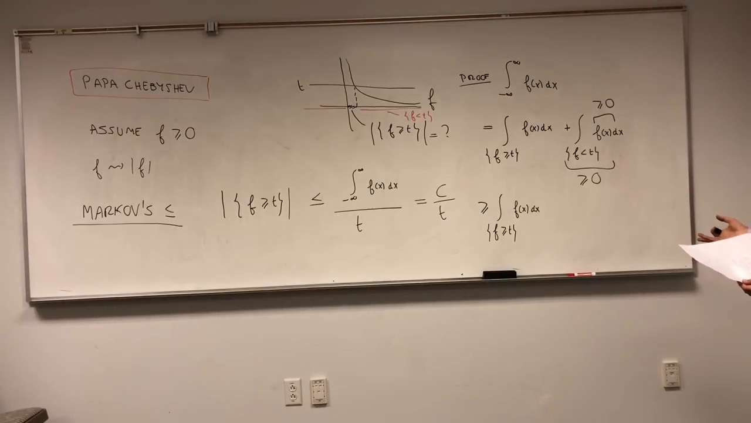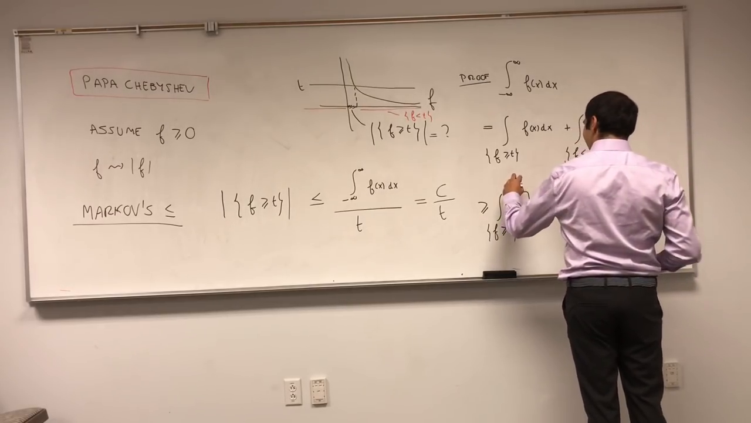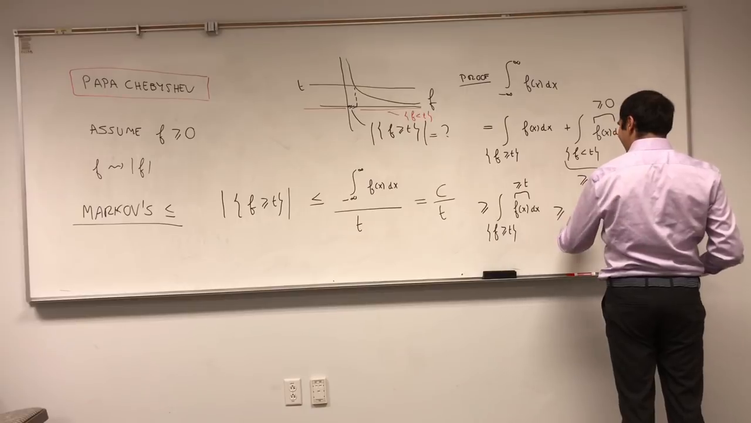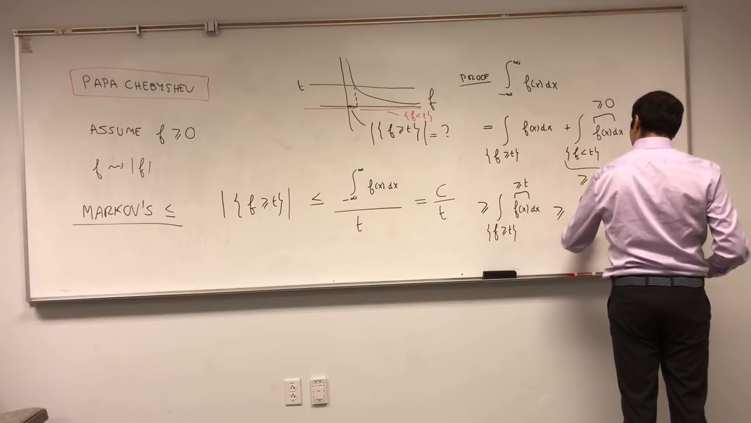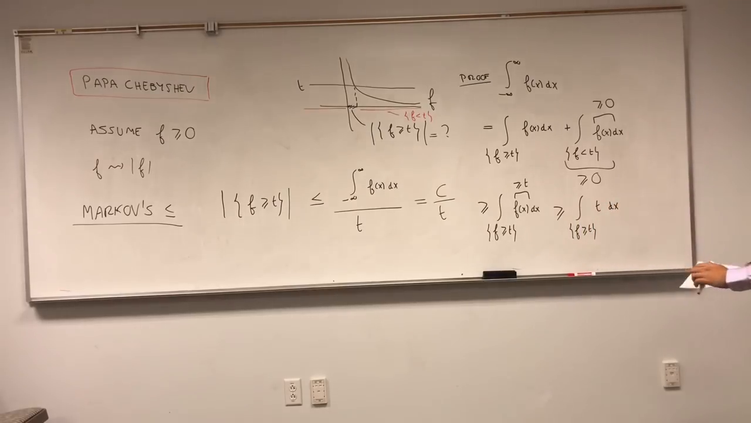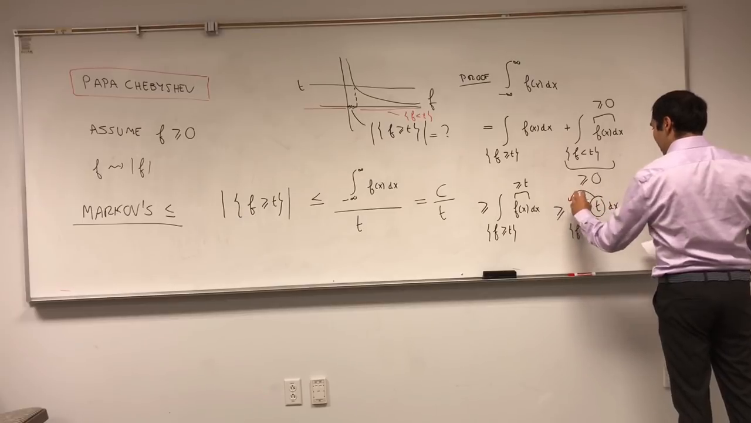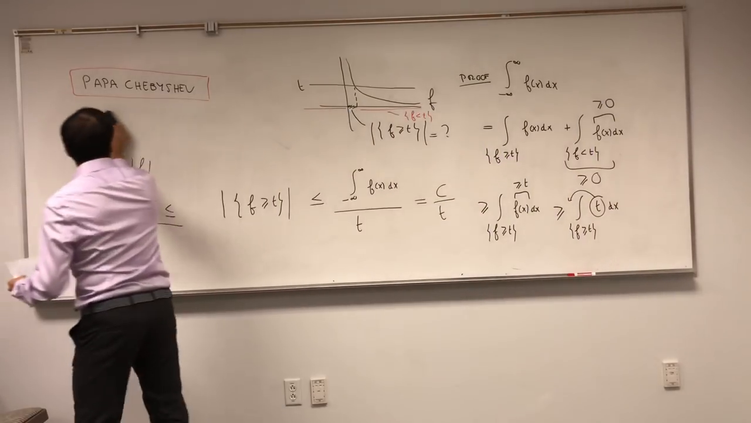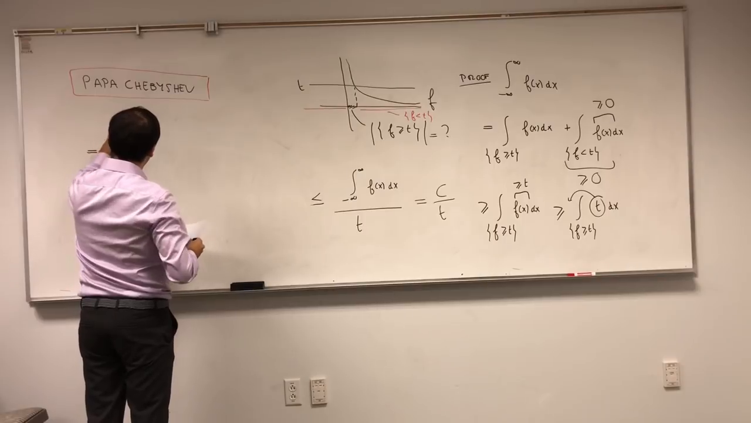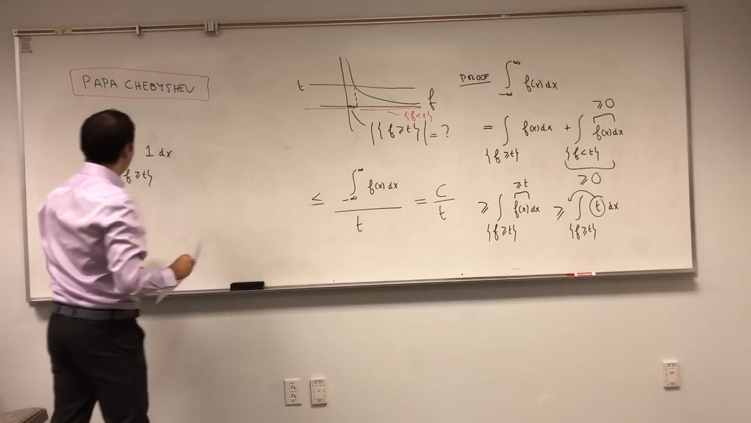All right, and here's a cool thing. If f is greater or equal to t, then on this region f is greater or equal to t. So this becomes, in fact, greater or equal to the integral of the constant t over this region. Okay. And now this is constant with respect to x, so you can pull it out, and you're left with t times the integral of 1 over the set where f is greater or equal to t.